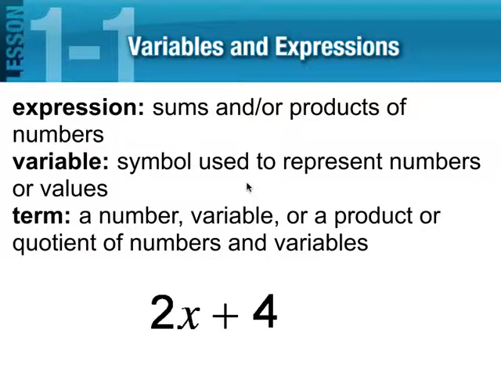So in this example, 2x plus 4, how many terms do I have? Close. I have one term right here, and I have another term right here. So this is actually two terms. My first term is 2x. My second term is 4. And so we can combine those with addition, and that whole thing is what we call an expression.